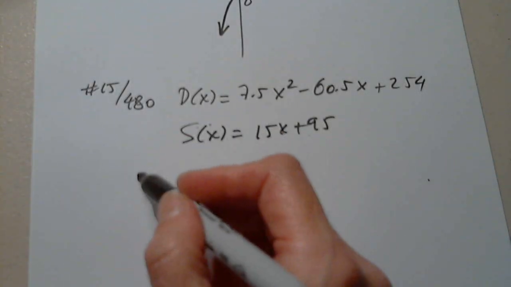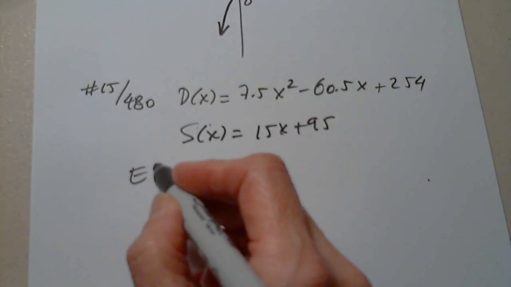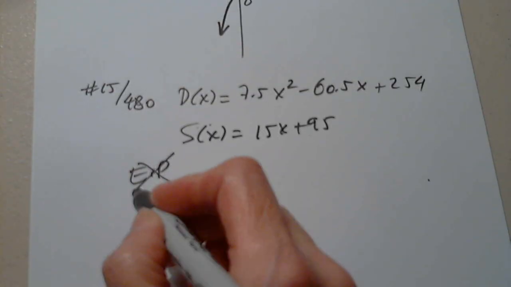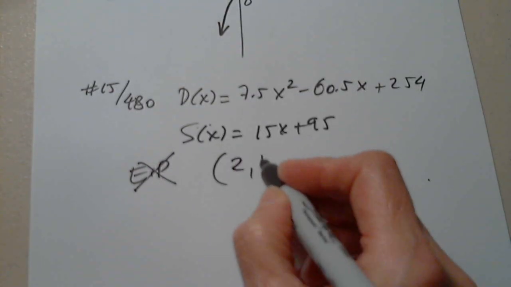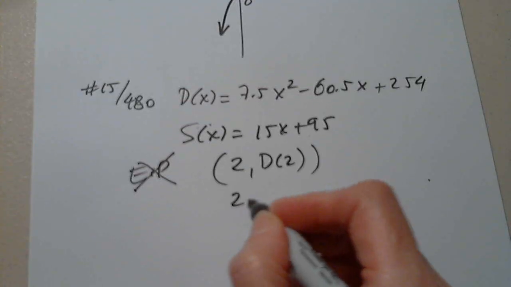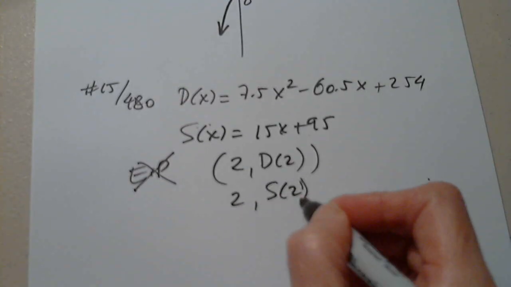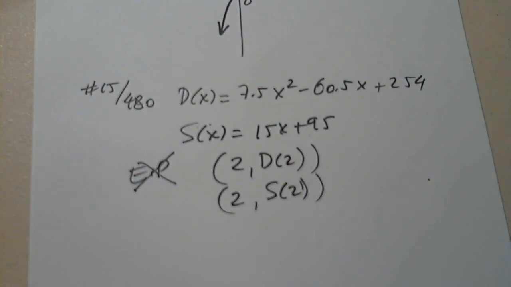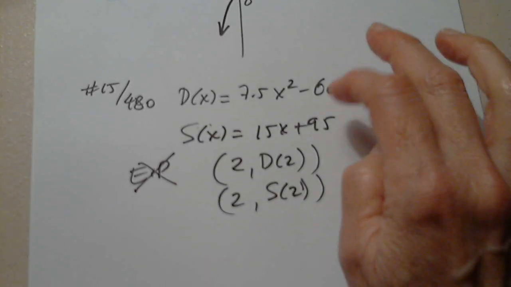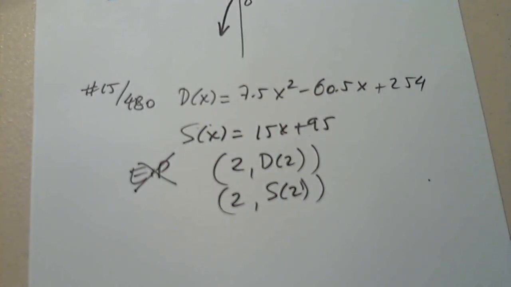So there are 2 different points. Since this is not the equilibrium point, we have 2 and d of 2, and we have 2 and s of 2. We need to determine these points first. So I'm going to put these 2 functions in the graphing calculator.